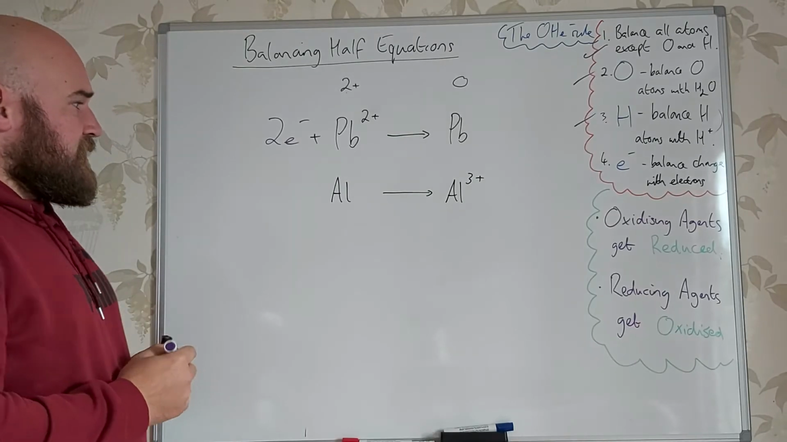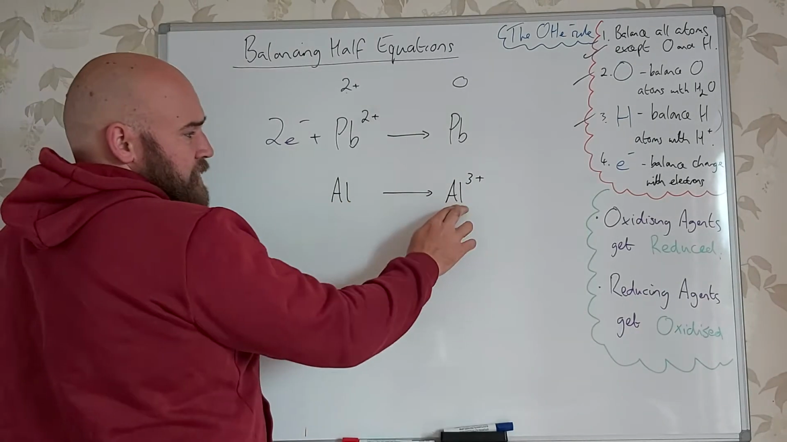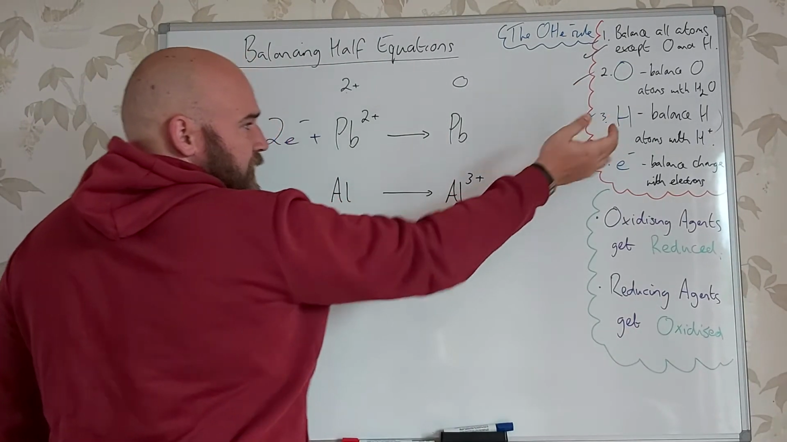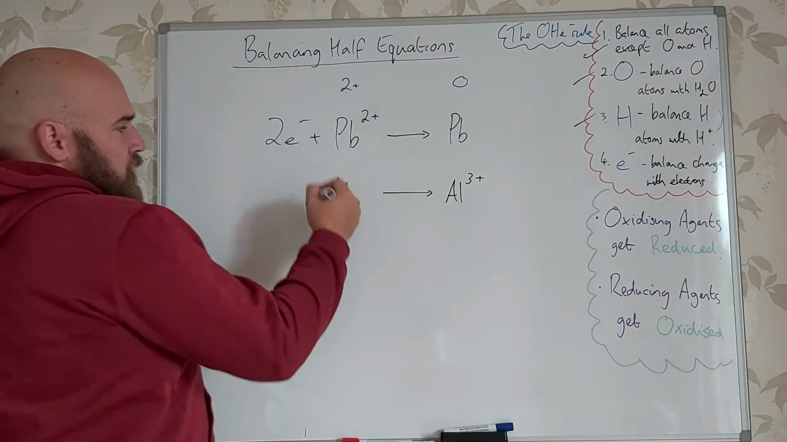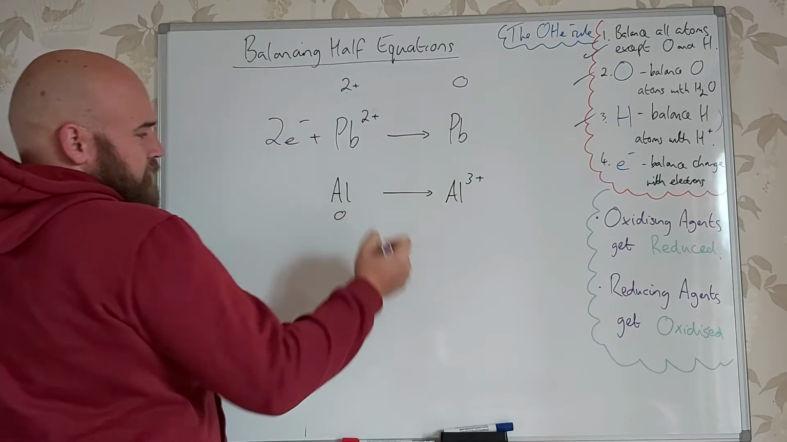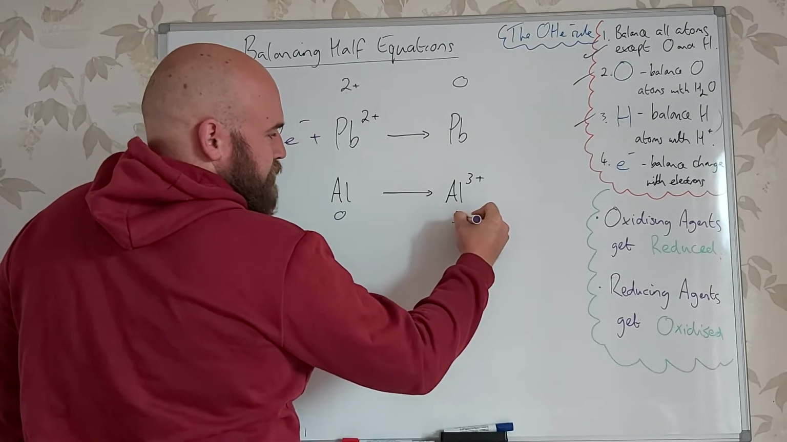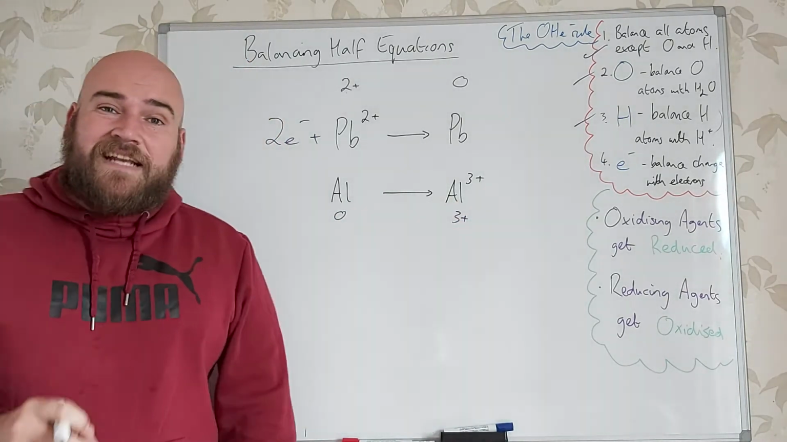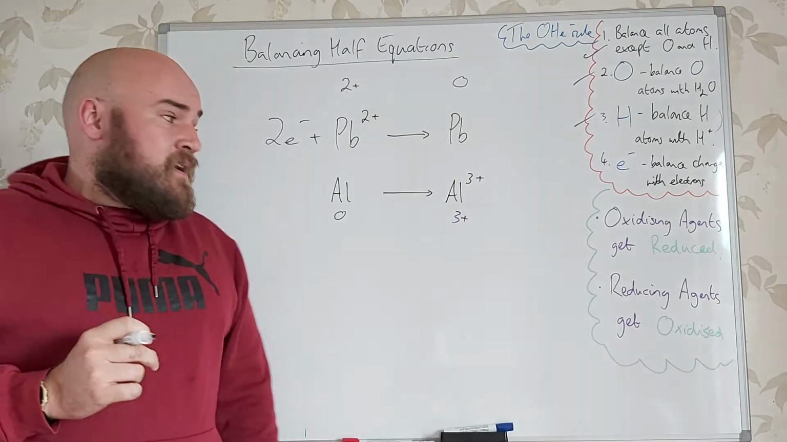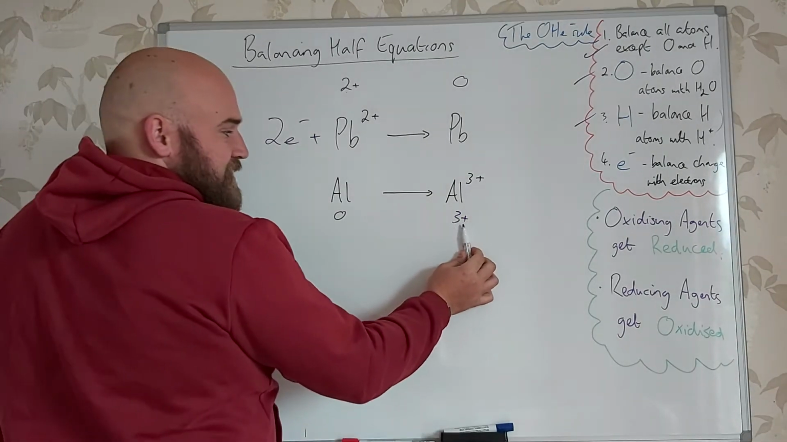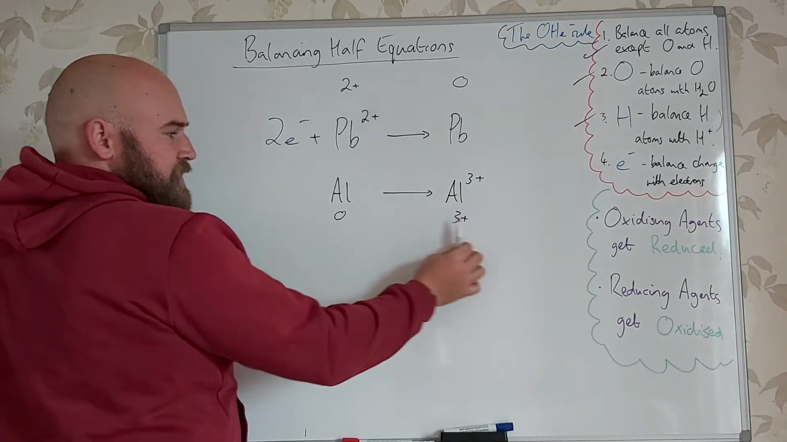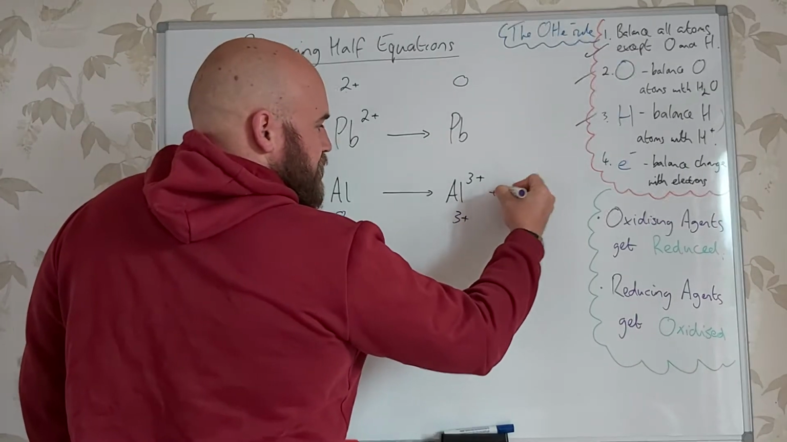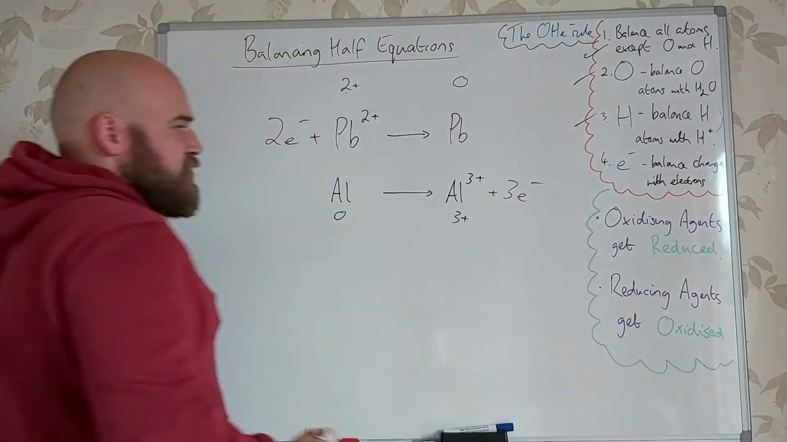Let's try the second one here. Aluminium. There are no oxygens and hydrogens, so we go straight to step 4 here. Balance the electrons. On the left-hand side, there is no charge. On the right-hand side, it's 3 plus. Always add electrons to the most positive side. So I'm going to add electrons to this side, but how many to make it balance? Well, it's 0 on this side, it's 3 plus here, so I'm going to need a total of 3 electrons.